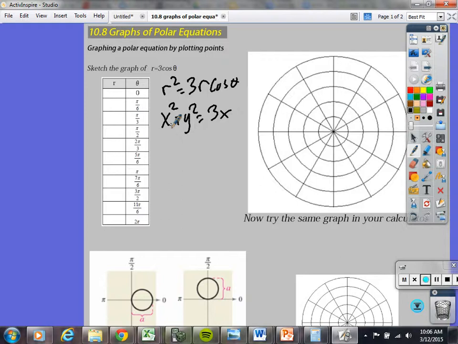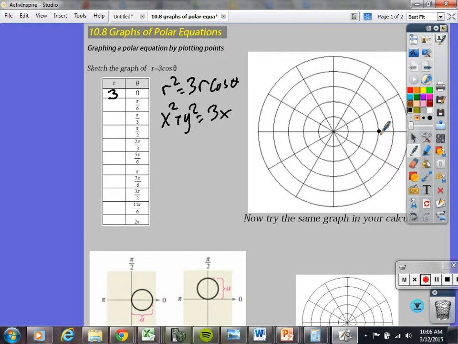3 cosine of 0. Cosine of 0 is 1. 1 times 3 is 3. I'm going to graph that point really quick just so you guys can see. Notice I'm at 0 radians. 1, 2, 3. See where that point's at? Okay. Pi over 6. The cosine of pi over 6 is root 3 over 2.